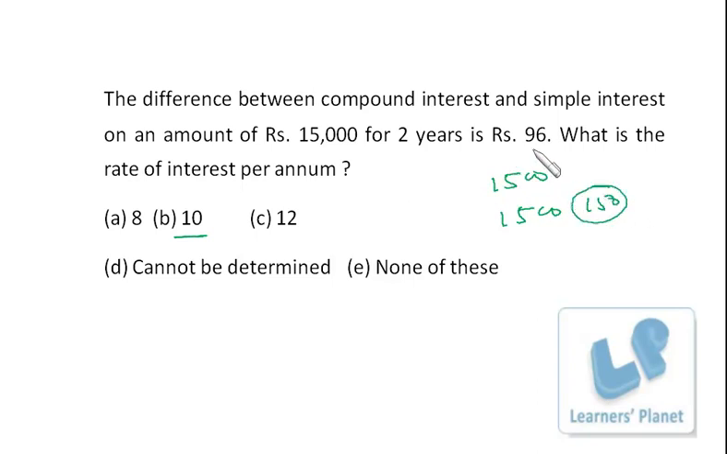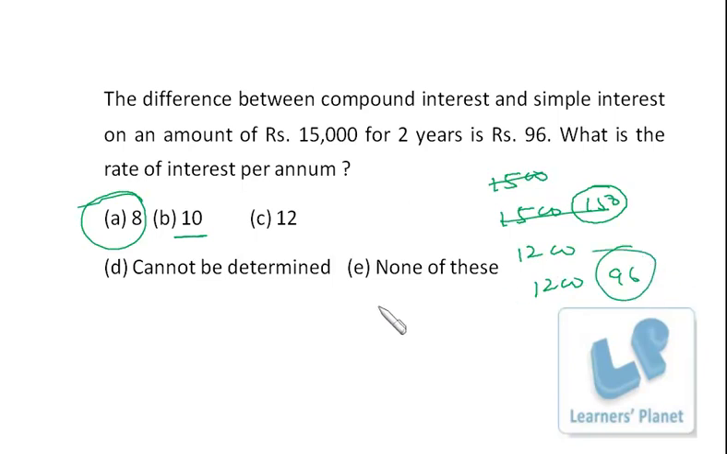So in this case, the difference between simple interest and compound interest is 150 rupees. It cannot be the right answer because we want it to be 96. 150 is on the upper side, we want the lower side, so your answer must be 8%. We can verify it also. 8% of 1500 is 120, and 8% of 120 is 9.6. So total simple interest is 2400 and total compound interest is 2496, and the difference between the two is 96. So in 20-30 seconds you can solve this sum.